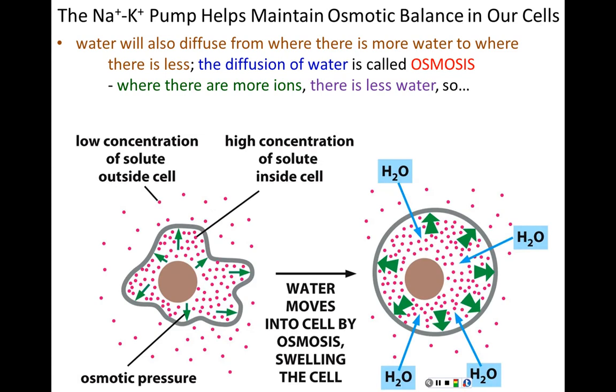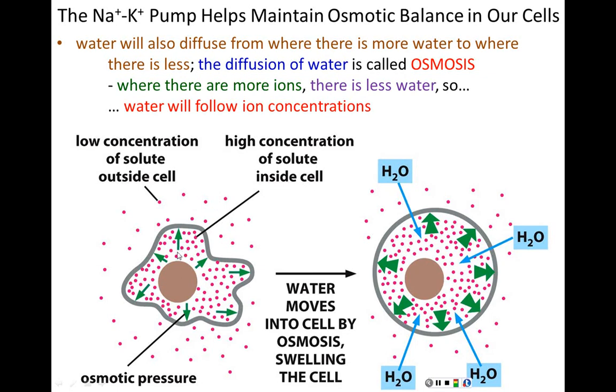So water tends to follow ion concentrations. In other words, if there are more ions in a cell, that means there's less water in the cell. Can't have ions and water taking up the same space at the same time. But water likes to flow from high concentrations to low. So the ions get in the cell first. That means there's less water in there. And the water wants to go from high concentrations to low concentrations, so the water rushes into the cell following the ions.